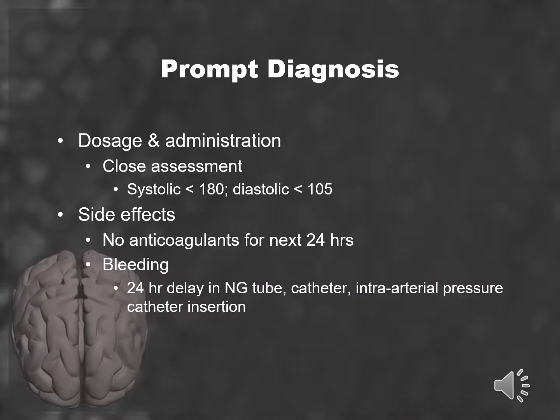So for the next 24 hours after they receive TPA, they cannot receive any anticoagulants. And another thing that we do is we make sure that we delay any type of procedures. If we can delay IV insertions, blood draws, NG tubes, catheters, any other type of PICC lines or other arterial pressure devices, we want to try to delay the insertion of those for at least 24 hours so that we don't increase their risk for excessive bleeding and potentially hypovolemic shock.